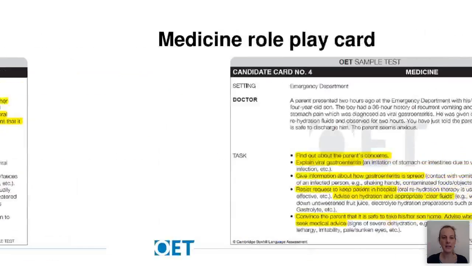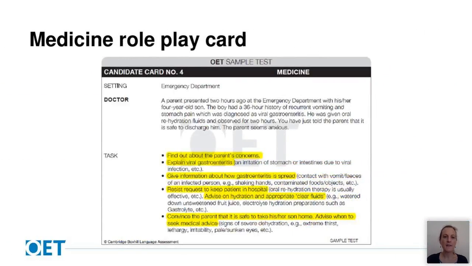And there are 5 tasks on the card. Find out about the parent's concerns, explain viral gastroenteritis, give information about how gastroenteritis is spread, resist the request to keep the patient in hospital and advise on hydration and appropriate clear fluids, and convince the parent that it is safe to take his or her son home and advise when to seek medical advice.